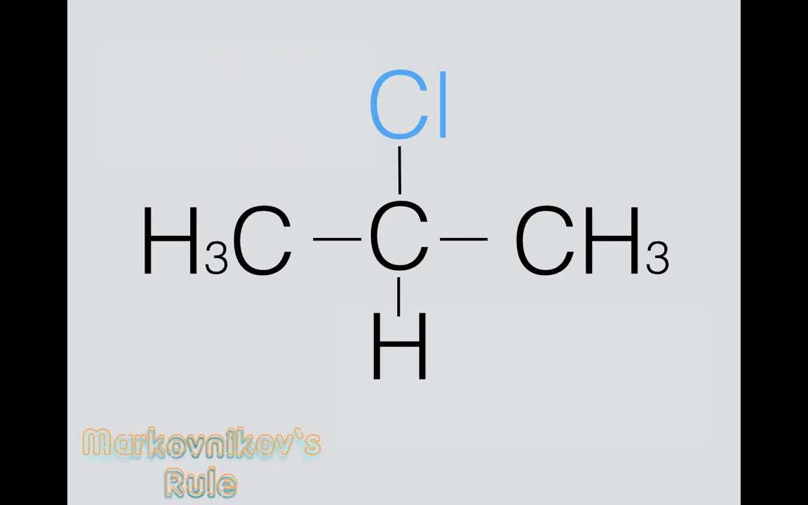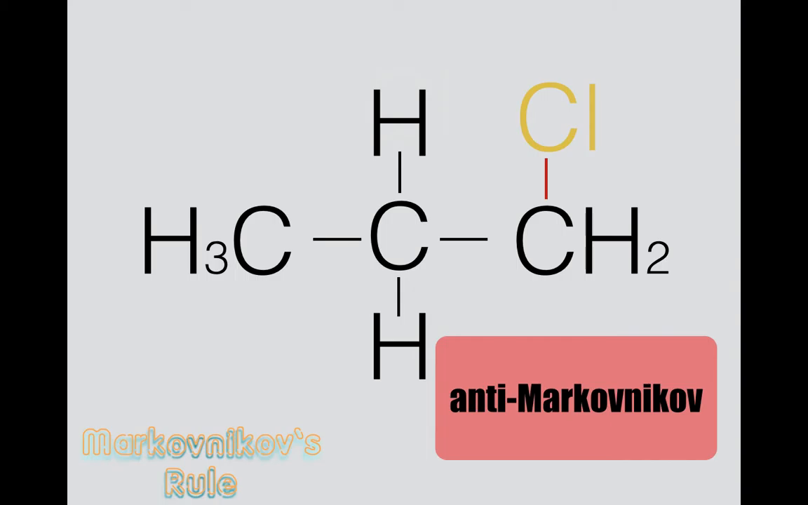Now, something interesting happened when Markovnikov would do his reactions, because on occasion he would actually get a molecule that resembled this, where our chlorine would bond to an outer carbon instead of the inside carbon. This is what we would call an anti-Markovnikov addition. Even though this particular reaction does occur, it is not a preferable reaction.